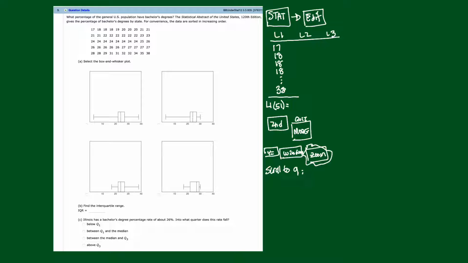Number 9 says zoom stat. And what that does, the zoom stat sets up the window, the max and min vertical, the max and min horizontal. It'll set your window automatically so you don't have to try to look for the minimum and maximum values to set your window. So you scroll down to 9, you press 9, and that'll give you a zoom stat, and then that box plot should come up. So when I draw mine, I'm getting this. Well, let's see, I'm getting the one that looks like this.